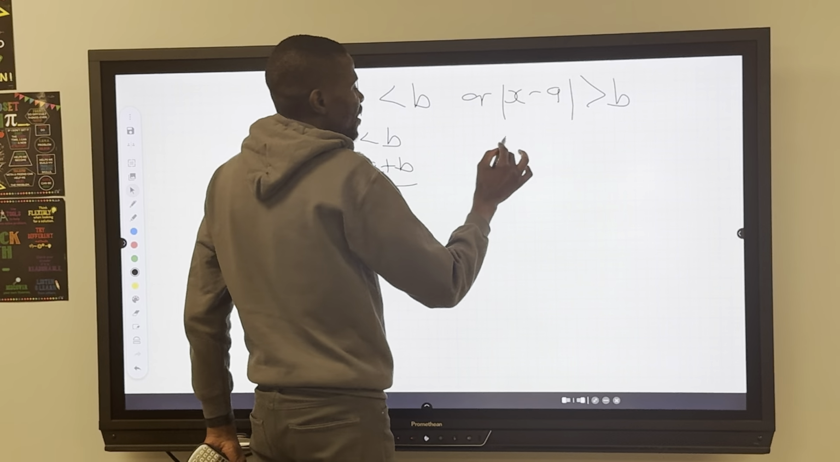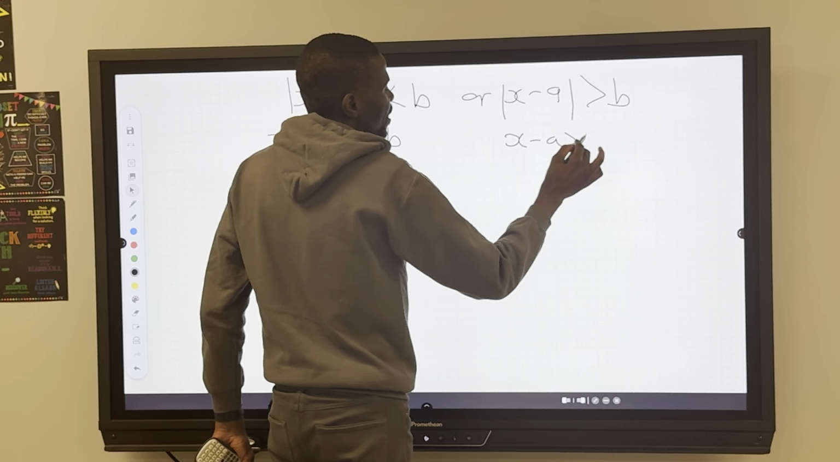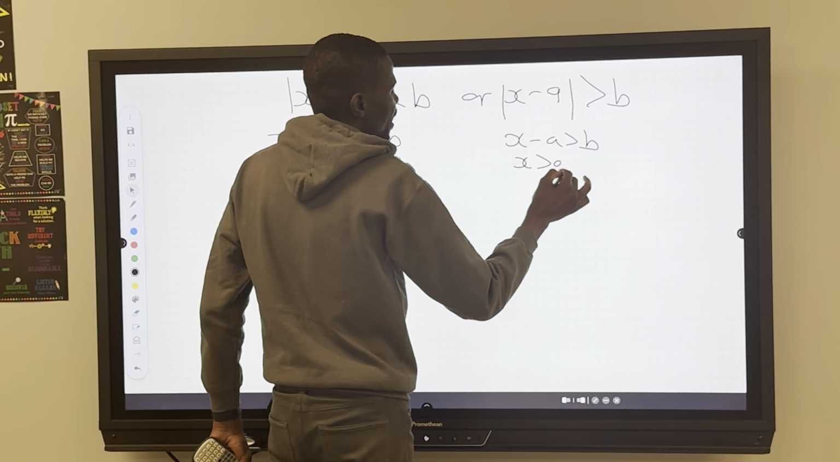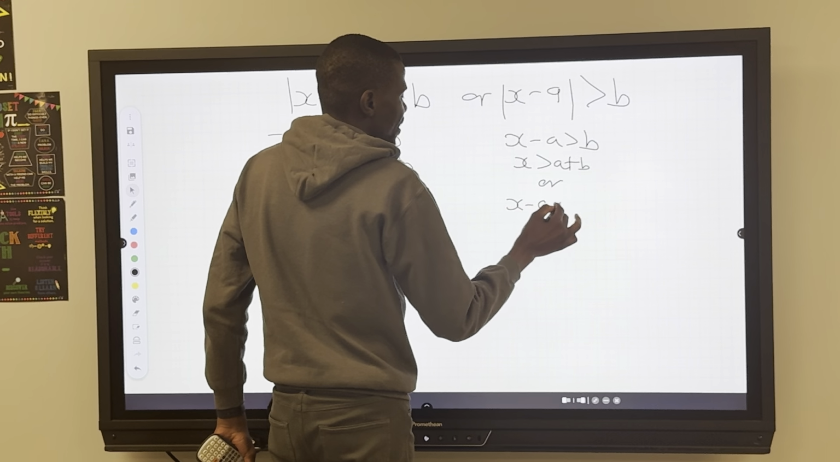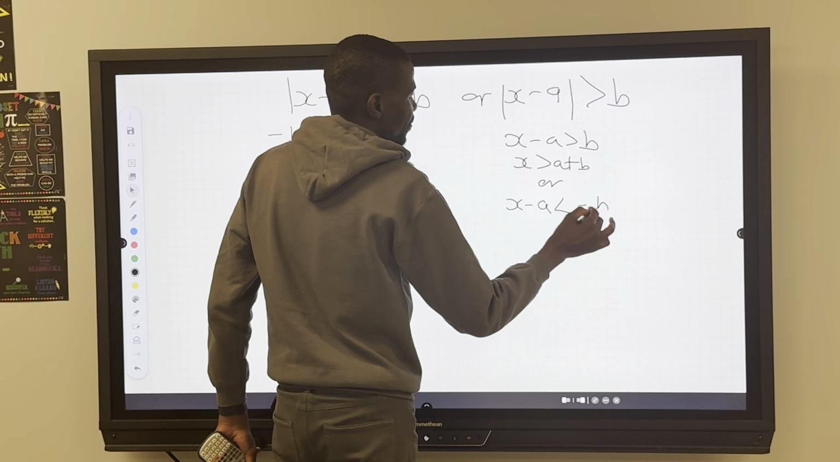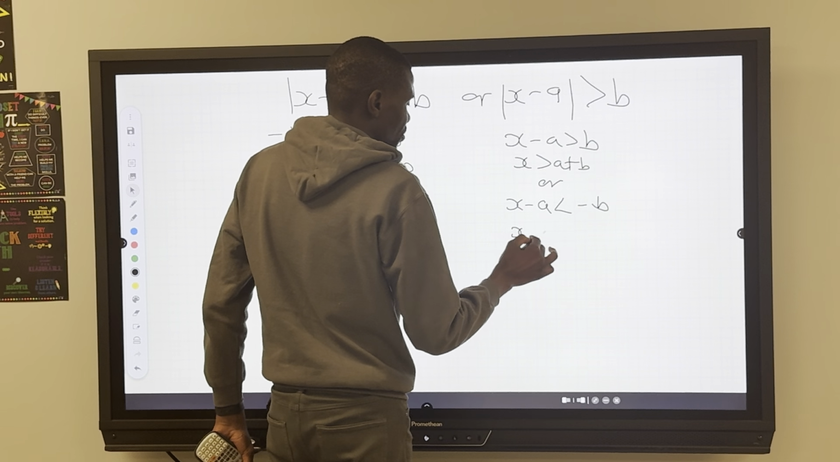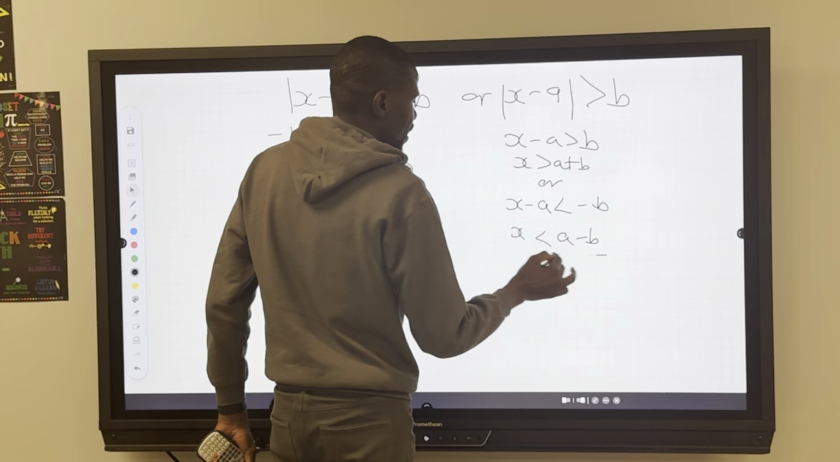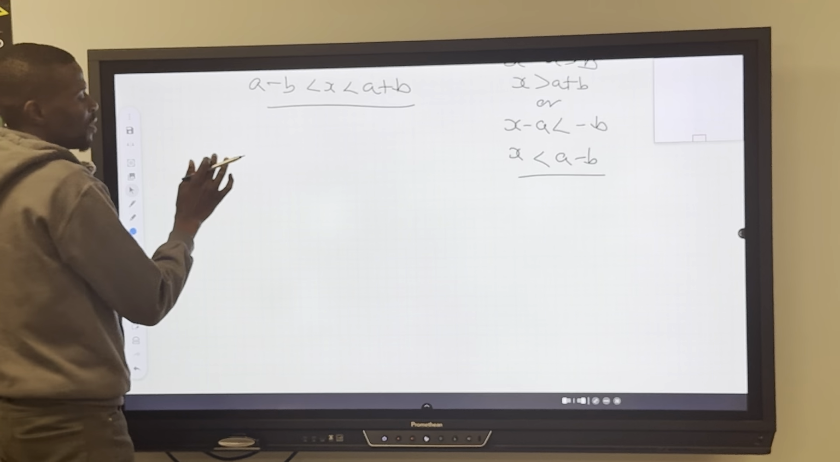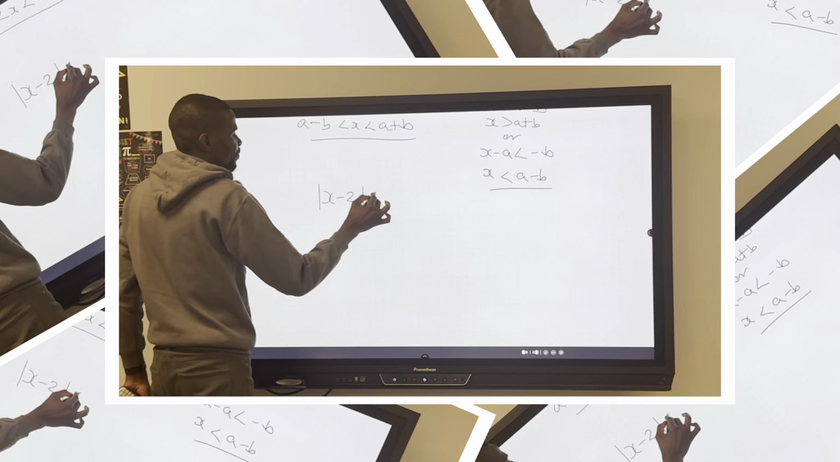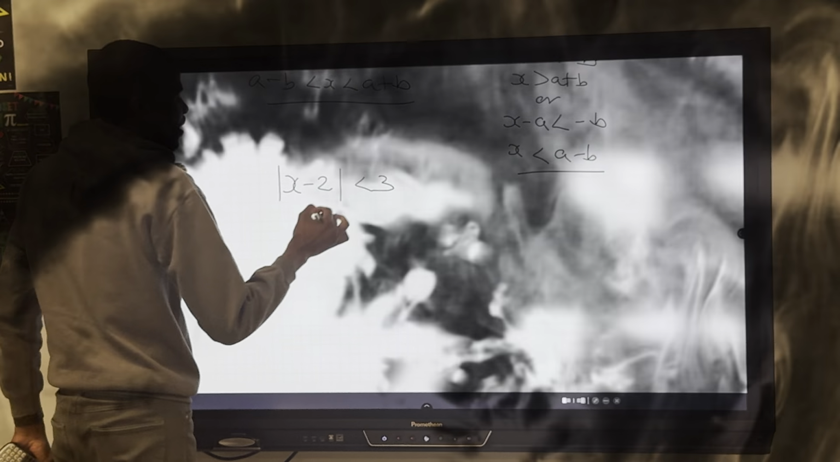When it's greater, it's going to be x minus a greater than b. So x will be greater than a plus b, or x minus a is less than negative b. So x will be less than a minus b. Right, so let me just give you an example. So suppose you want to solve absolute value of x minus 2 is less than 3, right?